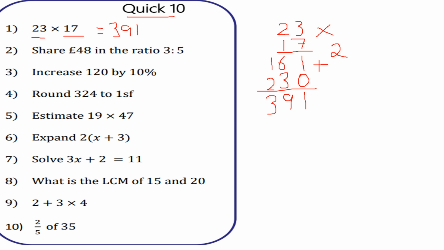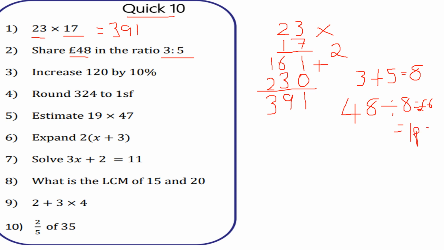Question number 2. Share £48 in the ratio 3 to 5. So I'm going to add my ratio parts together. 3 plus 5 is 8. 48 divided by 8 is 6. So each part is worth £6. Just to make it clear, £6 is equal to 1 part. So in 3 parts, that'll be 6 times 3, which is 18. So it's £18 to £30, because 5 times 6 is 30. So it's £18 to £30.